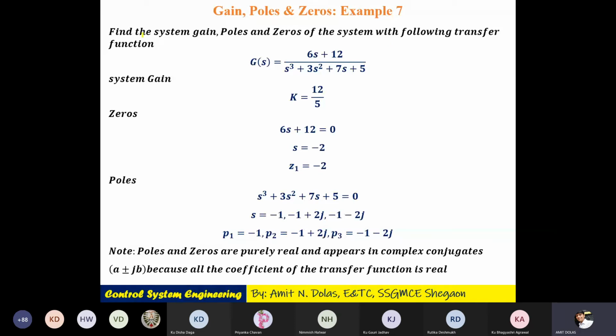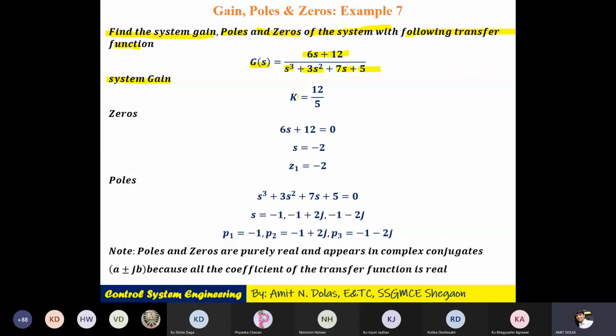Find the system gain, poles, and zeros of the system with the following transfer function. So here is the transfer function G of S, 6s plus 12 upon s cube plus 3s square plus 7s plus 5. So what is the system gain?